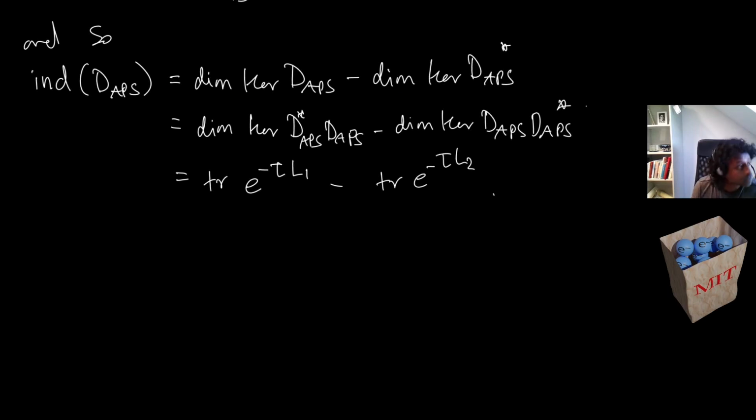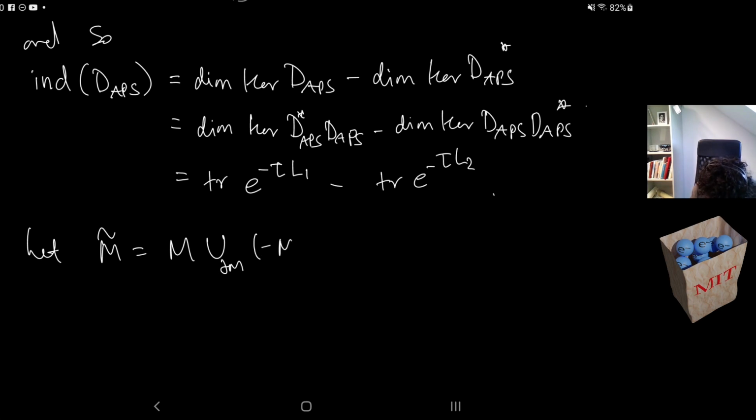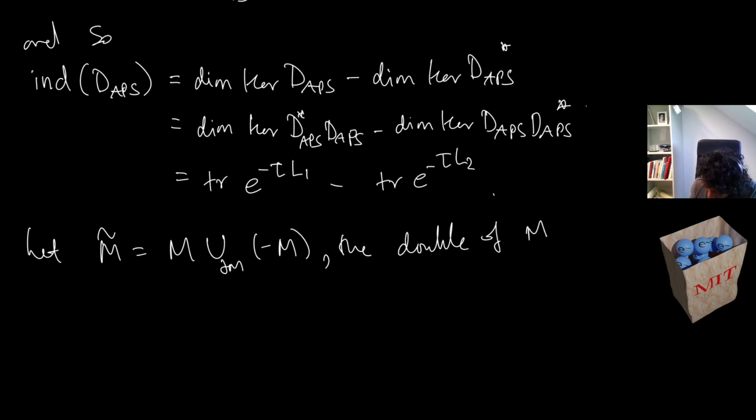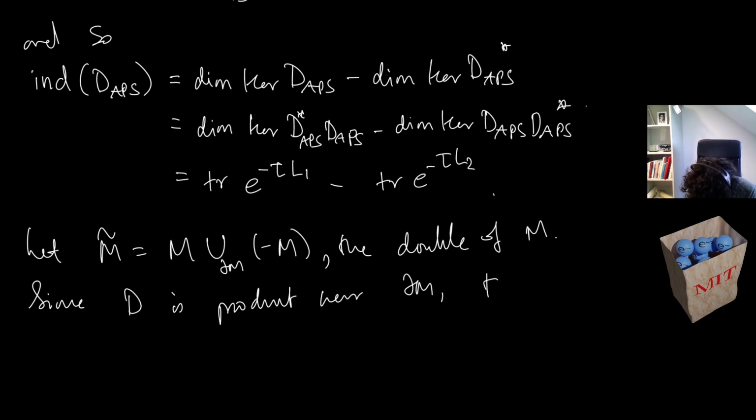So maybe we'll just go up to the definition of the next thing. So let M tilde be the double. So now we're going to double the manifold over the boundary, right? So this is the double of M. Since D is product near partial M, the operator doubles.